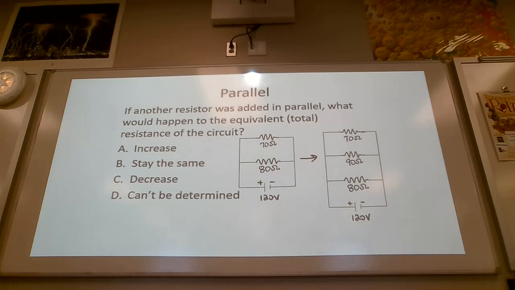Okay, correct answer is C, decreases. If the total current increases, the voltage isn't changing. Total resistance decreases. So as you add resistors in parallel, the total resistance decreases because you're adding more options.